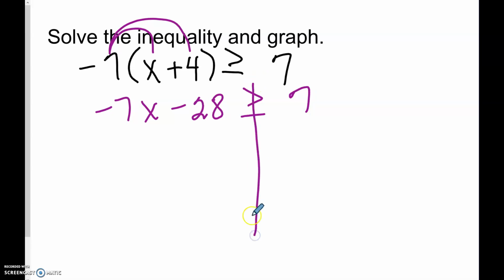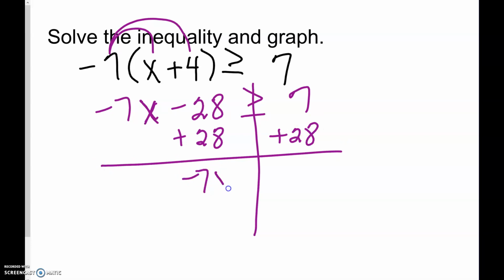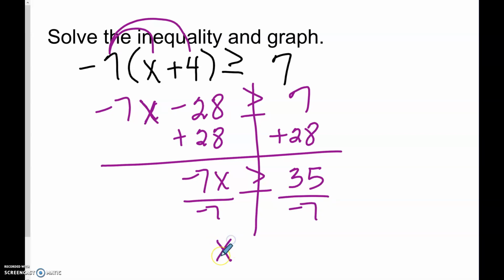Okay, now I have to get everything away from x, so I'm going to add 28, add 28. So it looks like we have negative 7x greater than or equal to, and 28 plus 7, make sure you're using your calculator, so we get a 35. We are going to divide. That says negative 7 times x. The opposite of times is divide. So we're going to divide both sides by a negative 7, and we are dividing by a negative number, so I'm going to flip my sign.